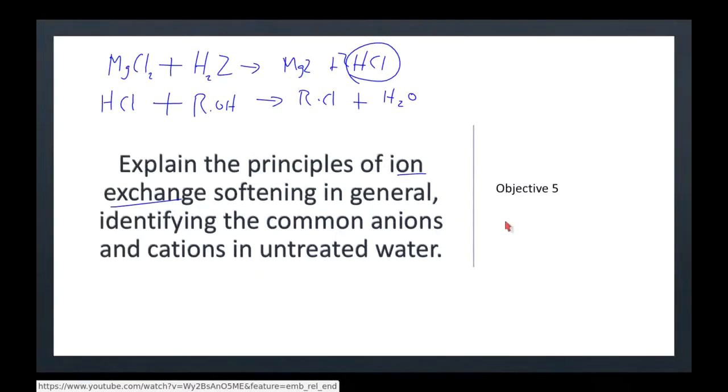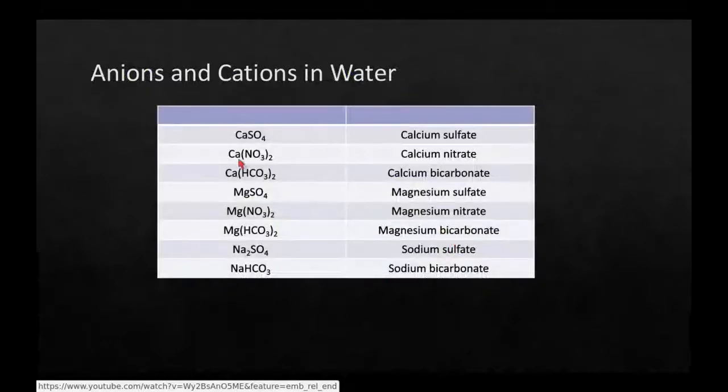Now, one of your objectives is to know the ions, objective 5. So there's your ions. So you know we got cations and we've got anions. In this case, the anions that you see are all polyatomic.